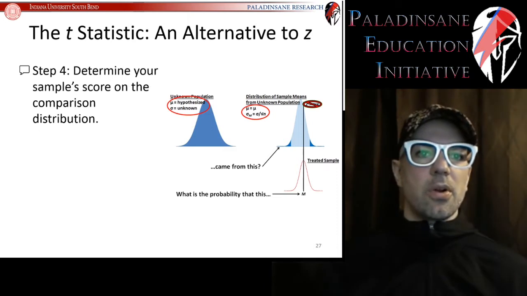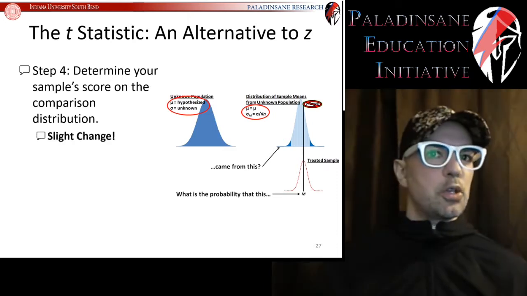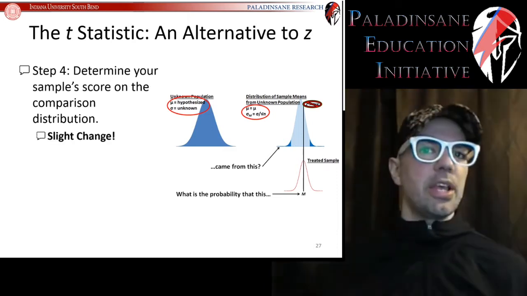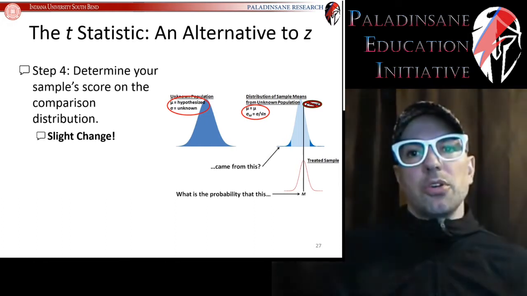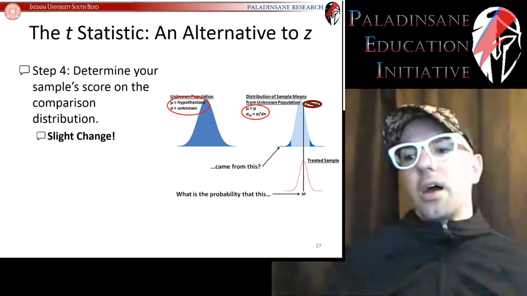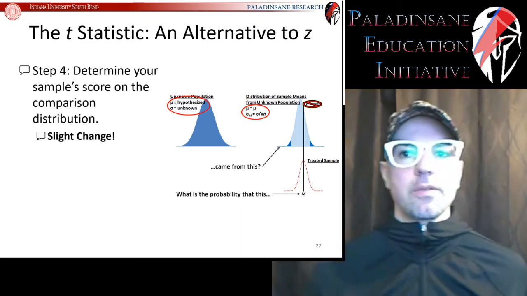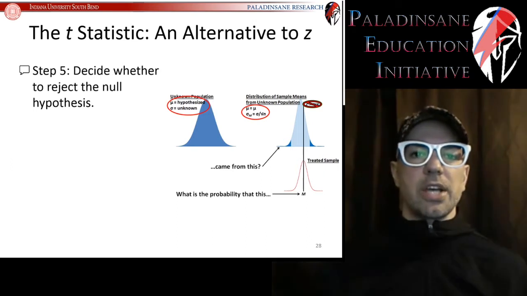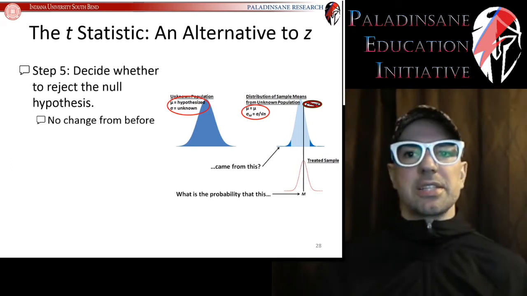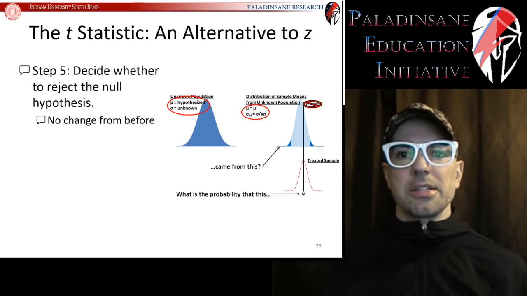Step 4, determining your sample score on the comparison distribution. This is a super slight change, a blink-and-you'll-miss-it change. Basically what we've been doing before, we'll just point out which values you should be using for this step now. And then finally, step number 5, decide whether to reject or accept the null hypothesis. This doesn't change. This stays exactly the same.